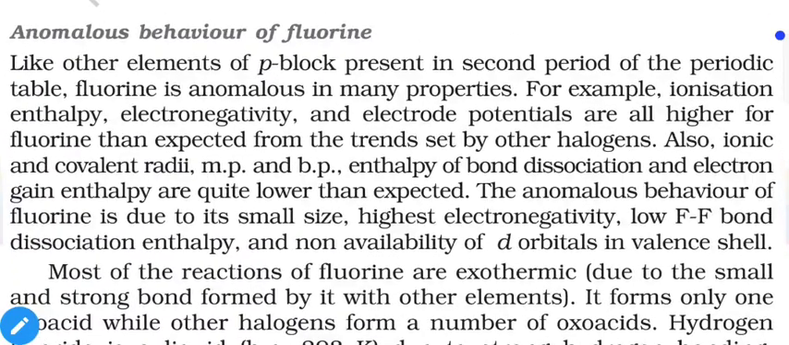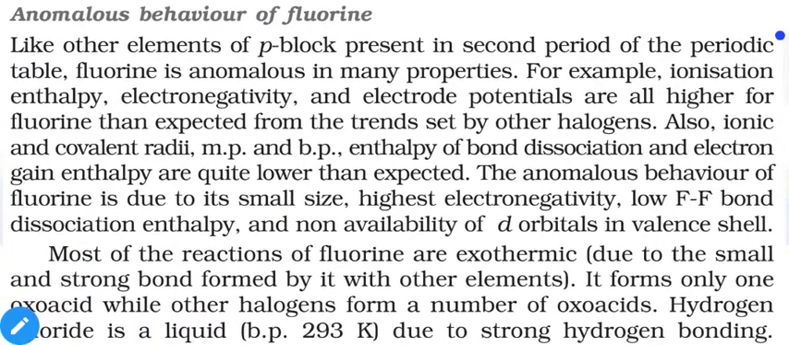Now next topic is anomalous behavior of fluorine. So just like the previous groups, we have the first element of the group which is different from the remaining elements. And the simple reason for that, again the same reason: small size, higher electronegativity and absence of d orbital. Like the other p block elements present in the second period of the periodic table, fluorine is anomalous in many properties.